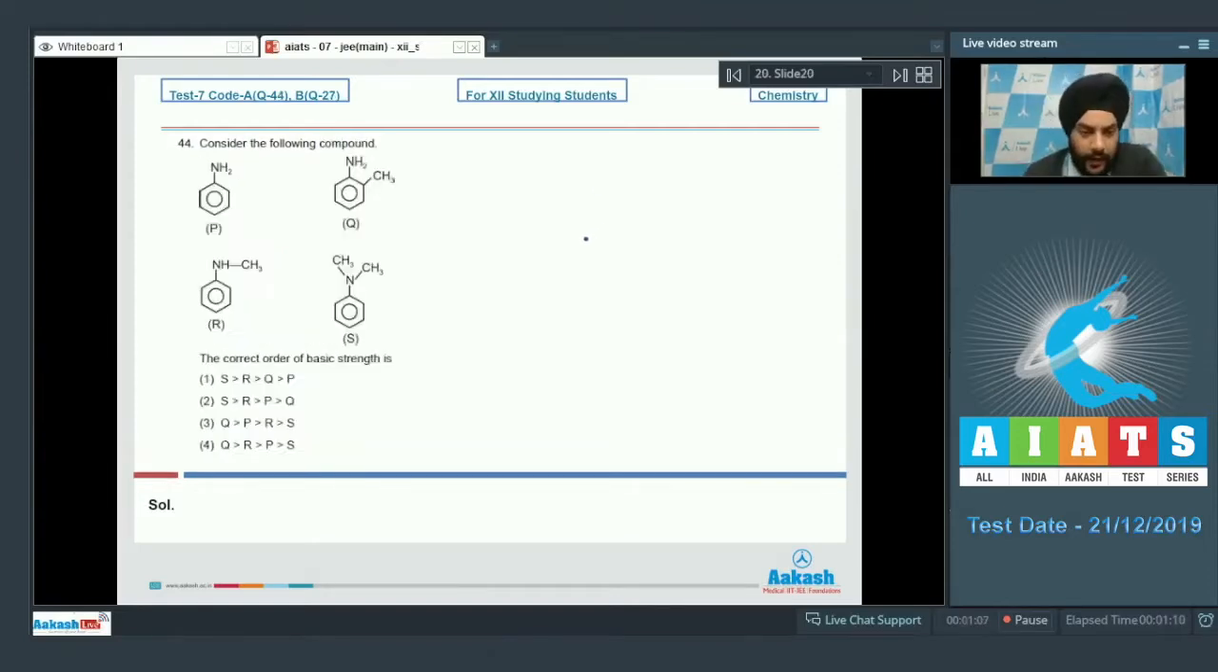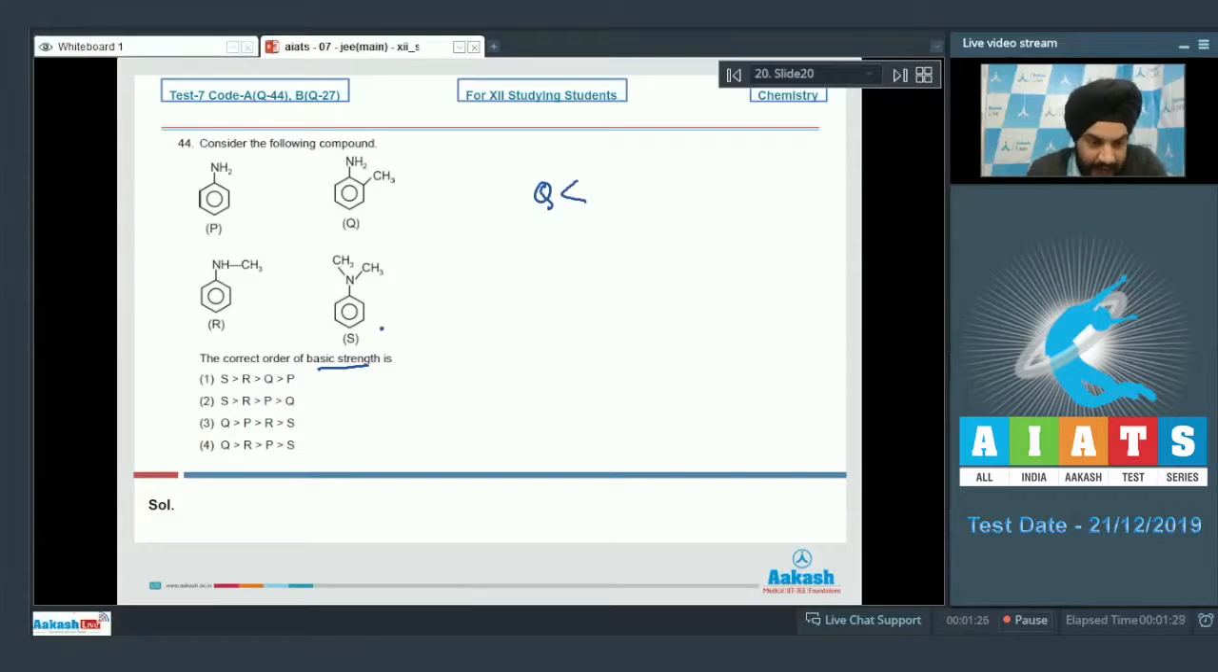Let us look at question number 44 now, students. Consider the following compounds. So we have been given 4 different compounds and we have to arrange them in the correct order of their basic strength. So students, if we talk about these 4 compounds, we can clearly see that Q has to be the least basic. So Q will be the least basic due to the ortho effect, students.